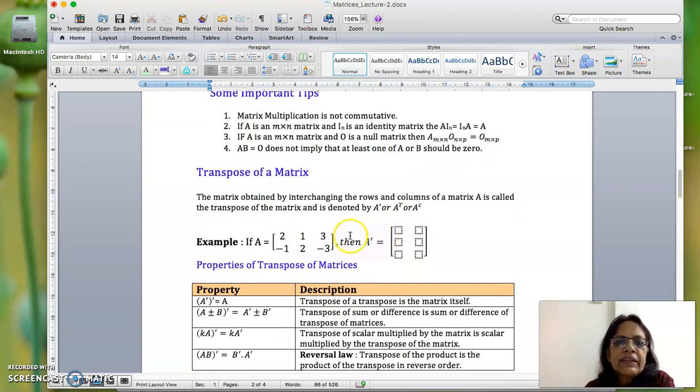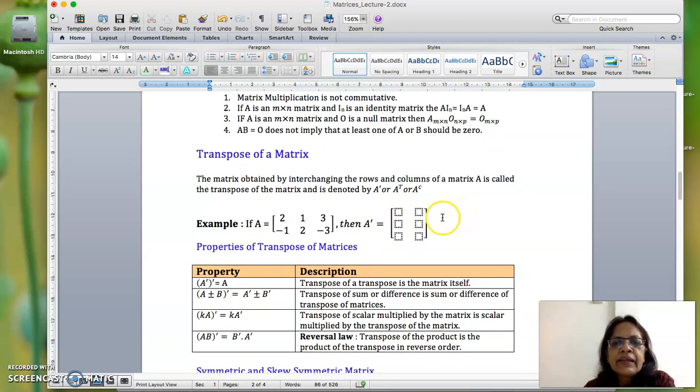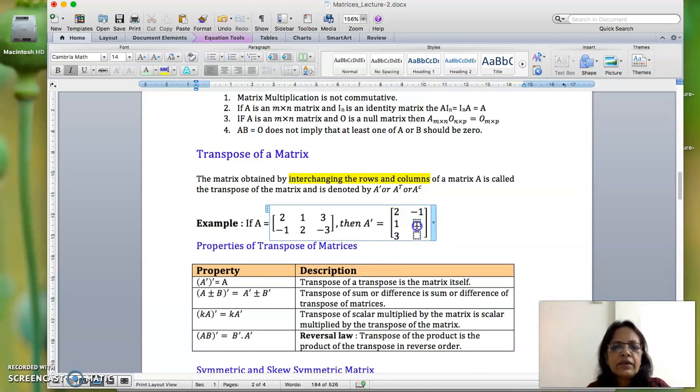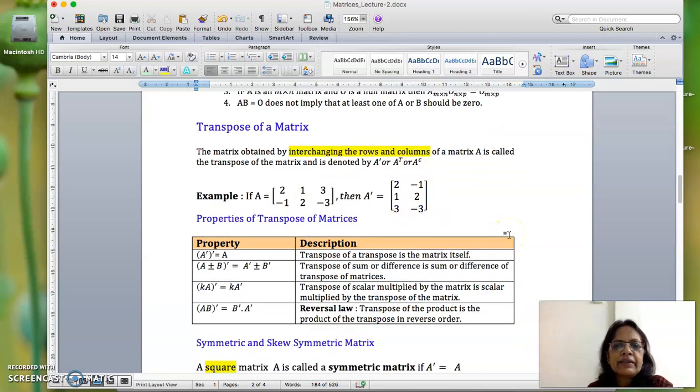Next thing is transpose. A matrix obtained by interchanging the rows and columns of a matrix is called the transpose of the matrix. It is denoted by either A dash, A to the power T, or A to the power C. How do we write the transpose? Like this, a matrix is given. Here it is obtained by interchanging the rows and columns. So the first row becomes the first column. Whatever you say, write it down. I am saying first row becomes the first column like this. Second row becomes the second column: -1, 2, -3. So this is the transpose of a matrix.